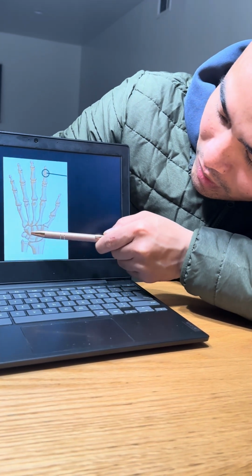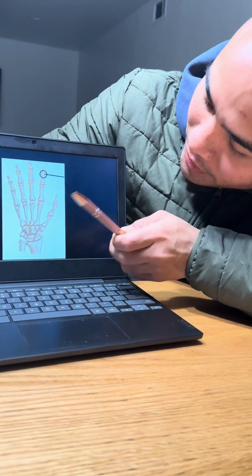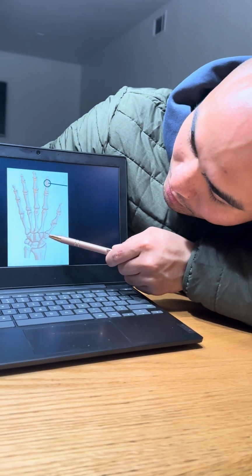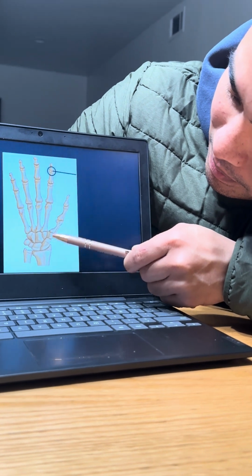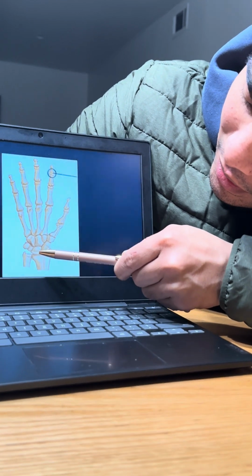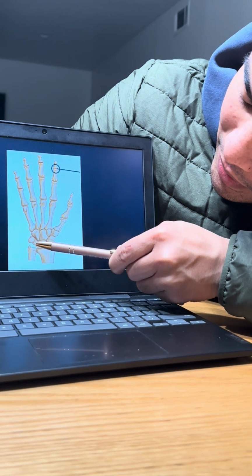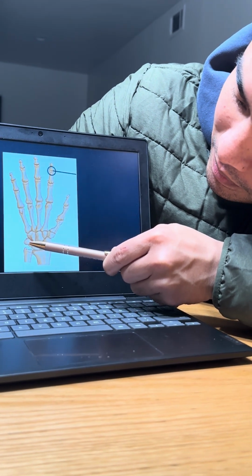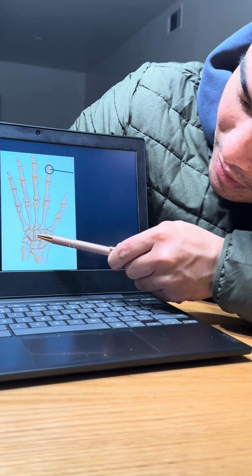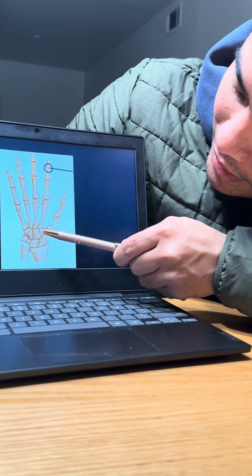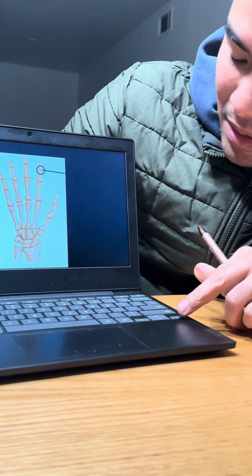metacarpals. And then with the wrist bone, we have the first bone right here. As we can see, this is the trapezium, scaphoid, the lunate. This part right here is the triquetrum, pisiform, the hamate, and one of the biggest bones of the wrist is the capitate, and lastly is the trapezoid.